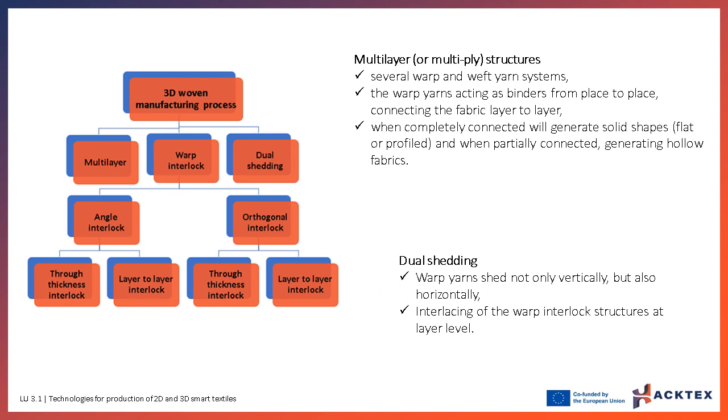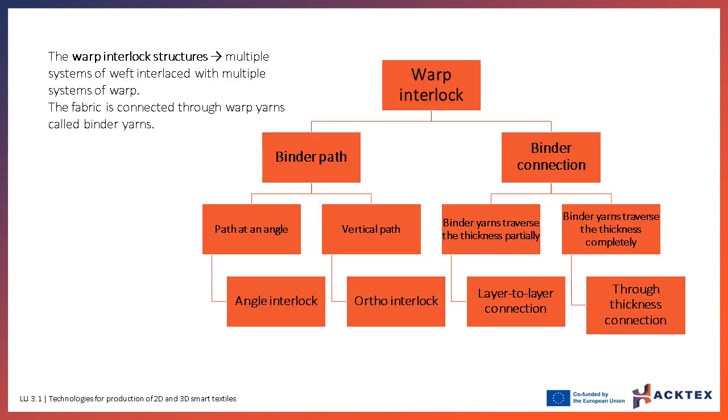Multi-layer, or multi-ply structures require the use of several warp and weft yarn systems, the warp yarns acting as binders from place to place, connecting the fabric layer to layer. Similar to 2 and 3-ply fabrics, when completely connected, they will generate solid shapes, flat or profiled, and when partially connected, will generate hollow fabrics.